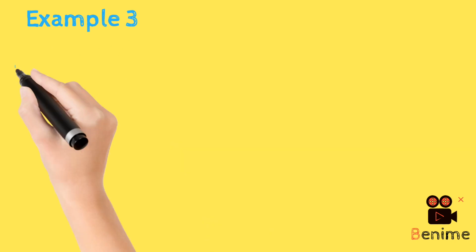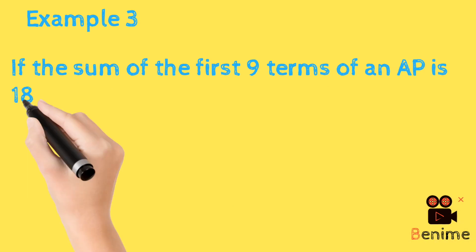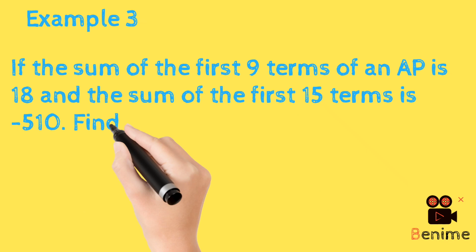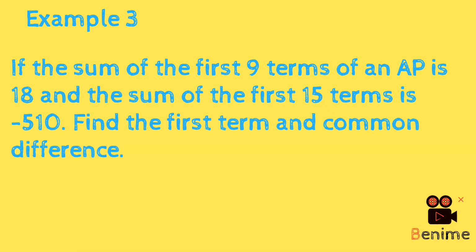Example 3. If the sum of the first 9 terms of an AP is 18 and the sum of the first 15 terms is minus 510, find the first term and common difference. So let's get to it.